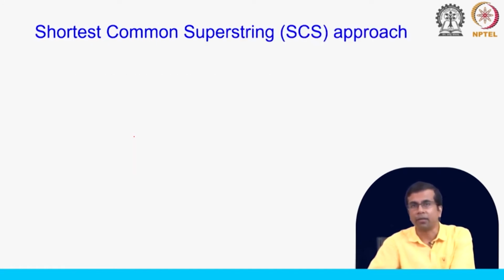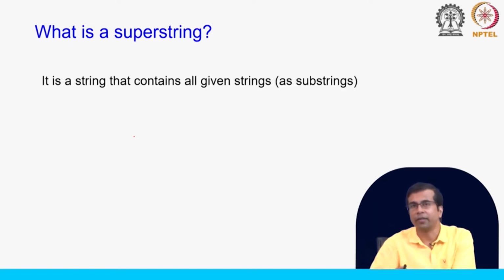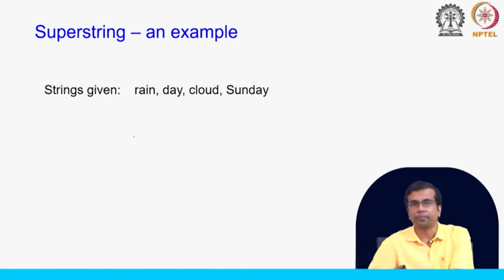Okay. So, we will start with the shortest common superstring approach. This is derived from an idea in computer science. You have this superstring. If you are given some strings, you can have superstrings. So, what is a superstring? It is a string that contains all given strings as substrings. Okay. So, we will take an example and that will be easy to understand. Let us take this very simple one. We have 4 strings, let us say we are given 4 strings. Okay. So, rain, day, cloud and sunny.